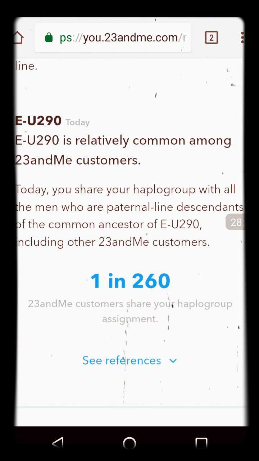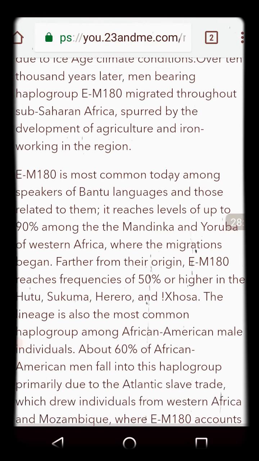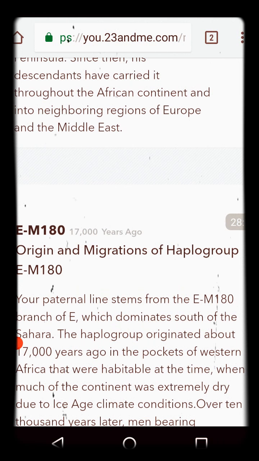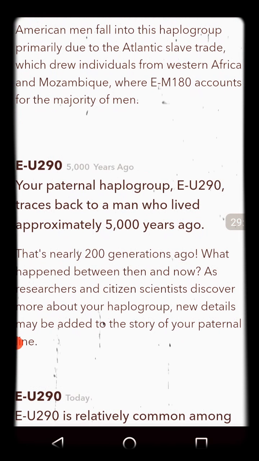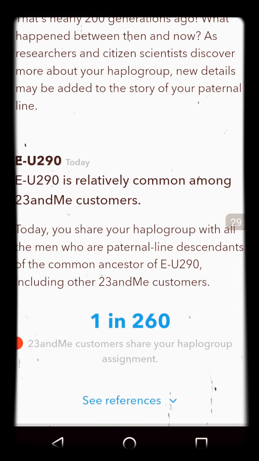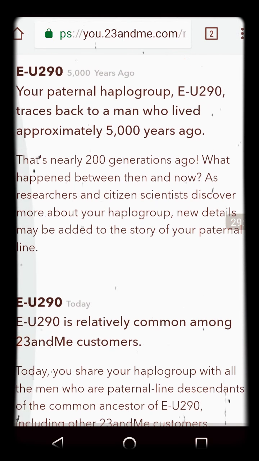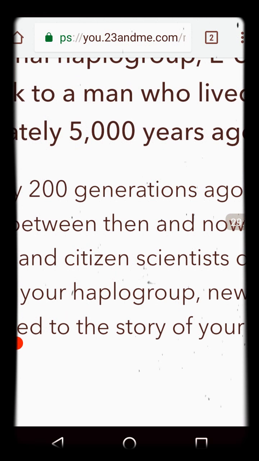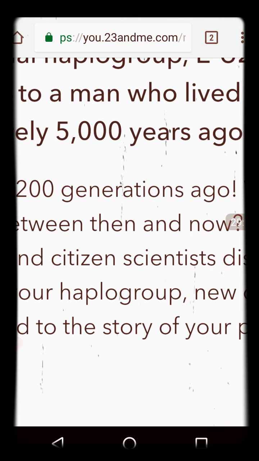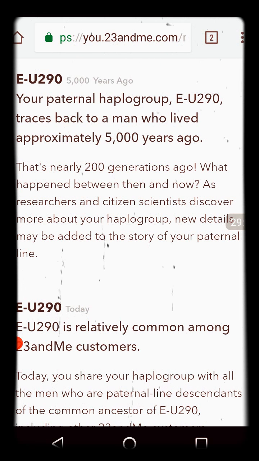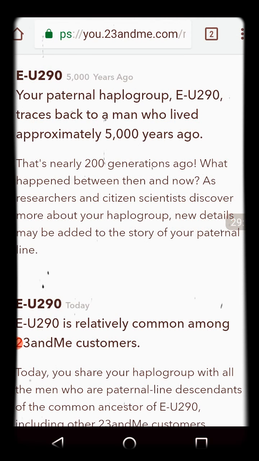and just dealt with U290 himself, who lived 5,000 years ago. Because who's the common ancestor of this guy? We already know. I share my haplogroup with these people, E-M180, because E-M180 is the common ancestor of E-U290. But that's because they have information that they don't want to give us. And guess what? They're going to make us the citizen scientists. That's the reason why they're admitting as much as they are. But they still want to be some little chumps and hold back a bunch of good stuff. But we're going to keep doing what we've got to do.